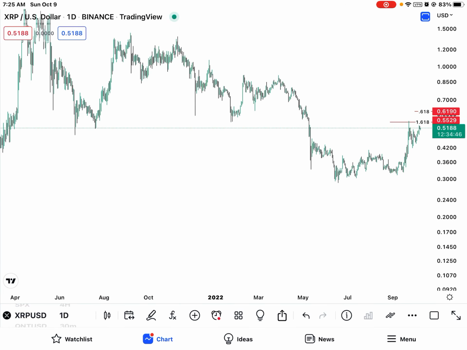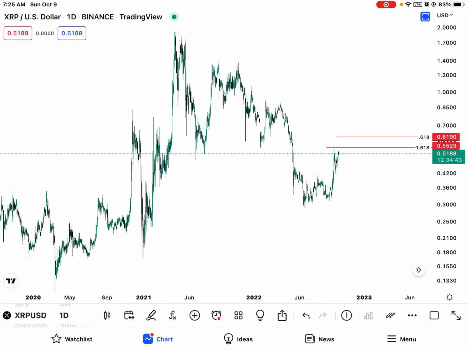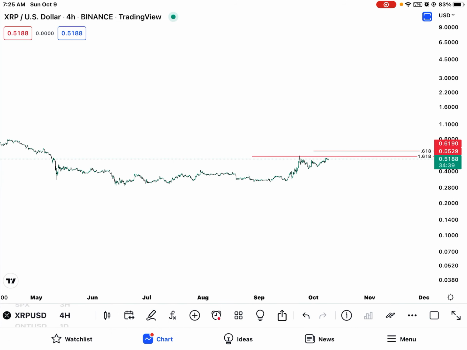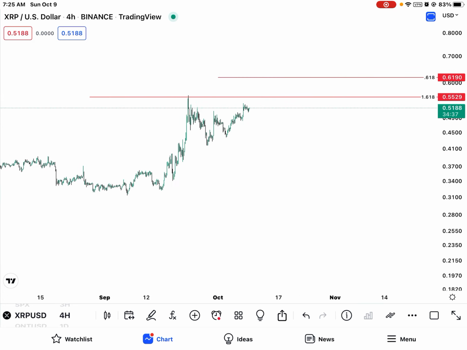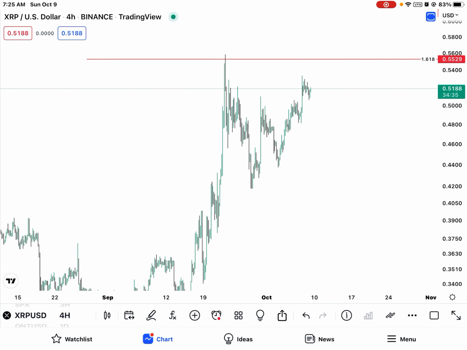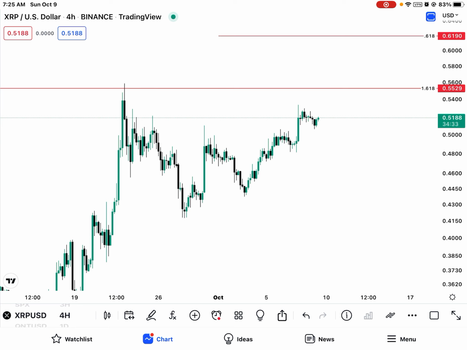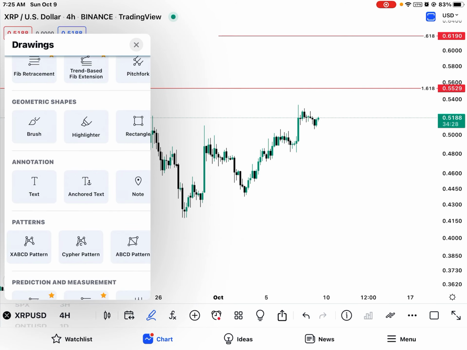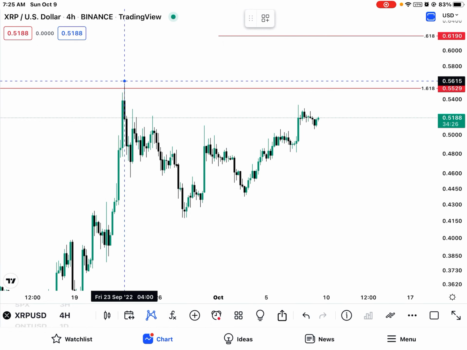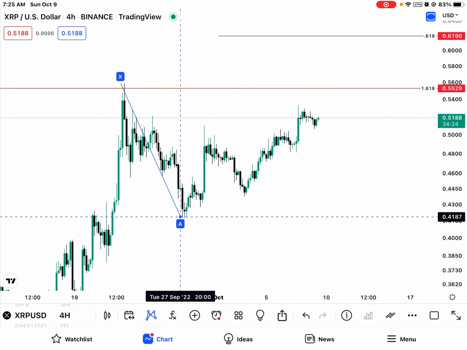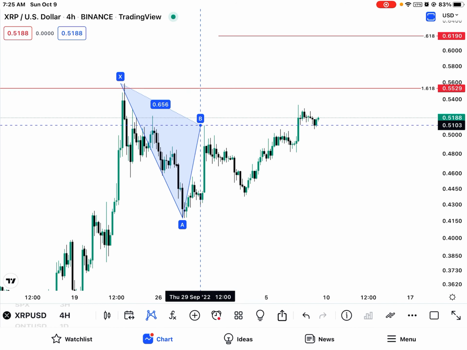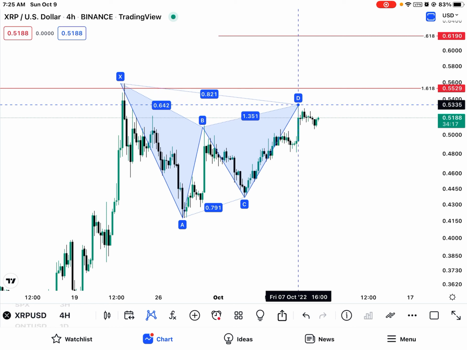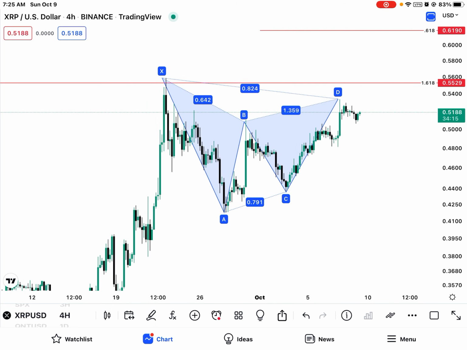Now I want to show you guys something crazy on XRP. If we go on the 4-hour chart, we can see a bearish Gartley pattern forming. Now this is what a bearish Gartley pattern is. Okay, I'll show you here. We had our X, our A, B, C, and then our D right there.